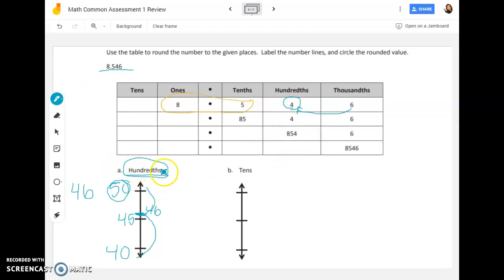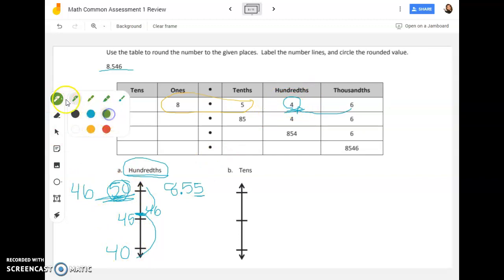So if we take this number and round to the hundredths place, my 4 hundredths is going to bump up to 5 hundredths. So my answer would be 8 and 55 hundredths, because my 4 rounded up to a 5. We rounded to the hundredths place, and our 4 went up to a 5 because of this 6 right behind it. This 6 thousandths bumped it up to 5 hundredths, and we looked at it right here on the number line.